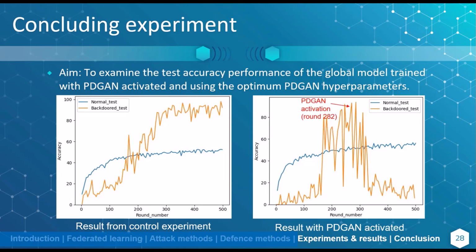The accuracy performance obtained was compared to the accuracy performance of the model in the control experiment, which did not have PDGAN enabled. It was observed that the accuracies for predicting the backdoor test data had successfully reduced steadily over the next 40 rounds after PDGAN was activated and remained low without affecting the accuracy for predicting the normal test data. However, it had to be noted that an upward jump in the normal test accuracies was not observed, which meant that the model accuracy was still not improved despite the use of PDGAN.